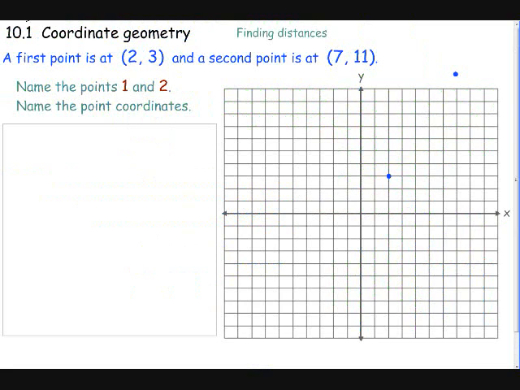Okay, we're going to jump in now to the real lesson, coordinate geometry, finding distances. I have a point at 2, 3. Over 2, up 3. And I have another point at 7, 11. Sounds familiar. Which is over 7 and up 11. What is the distance between these 2 points?